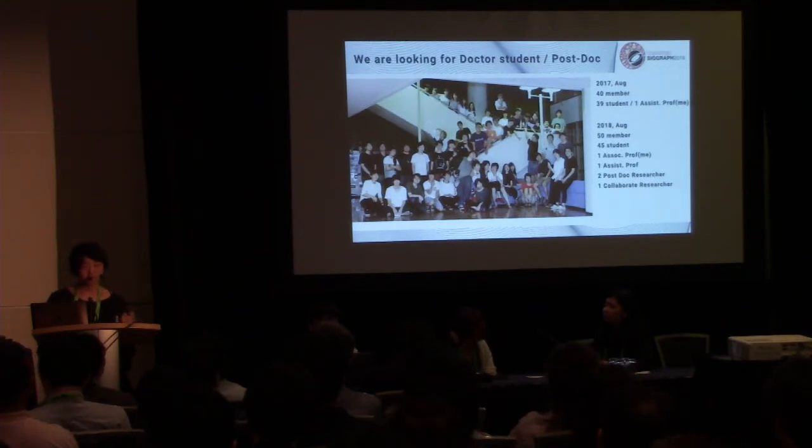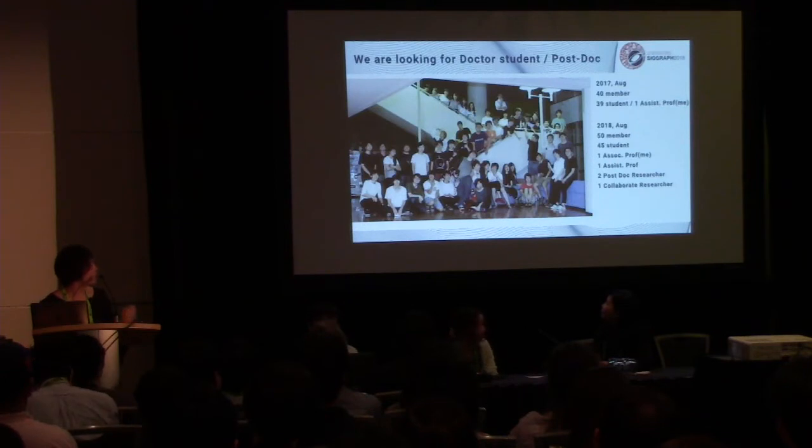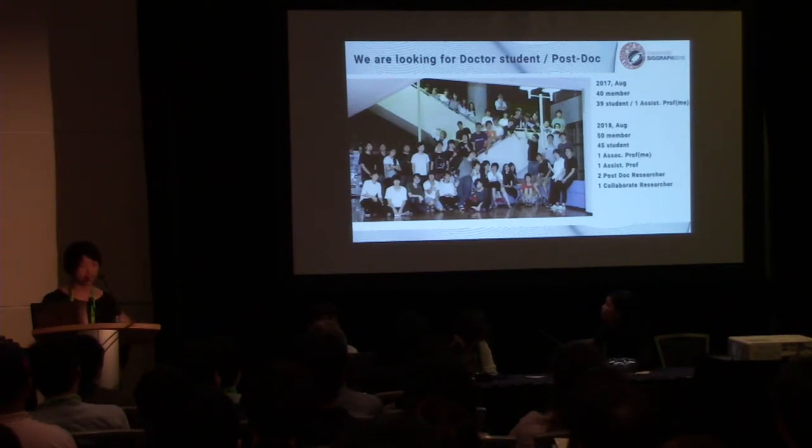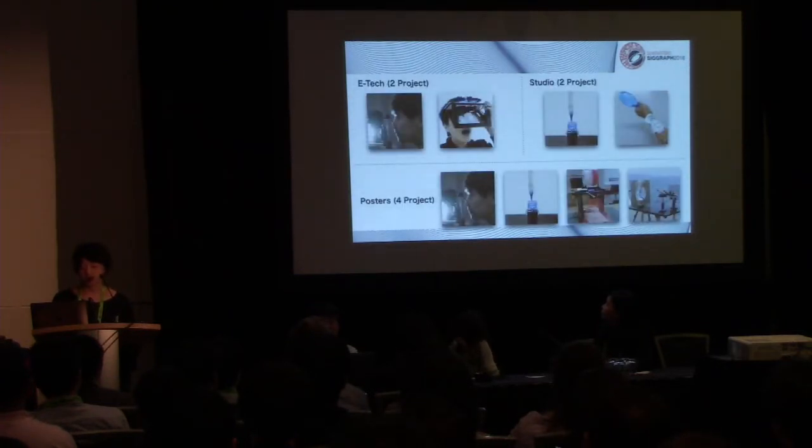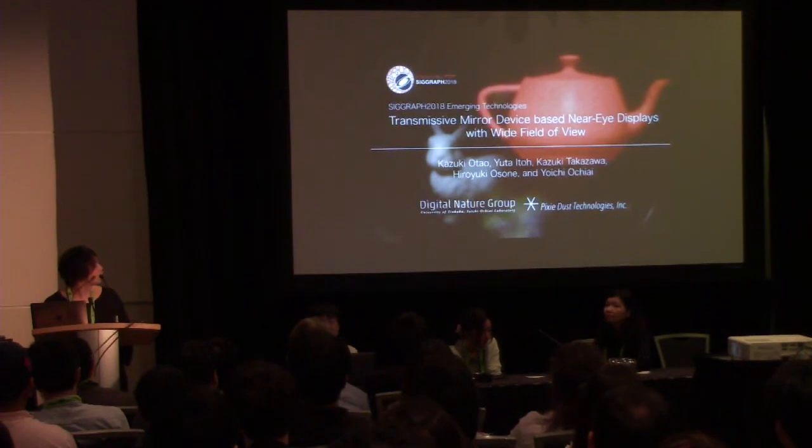In 2017, we had 40 members, 39 students and 1 faculty. It was so much help. And in 2018, it is better, with 50 members, 45 students and 5 faculties. However, we still need help. So let's get started. We now have 6 projects and 9 presentations at SIGGRAPH 18. We also have 2 projects in eTech, 2 projects in Studio, and 4 projects in the posters. If you join as a postdoc, we can write more technical papers. So please join us. And I'd like to introduce several projects.